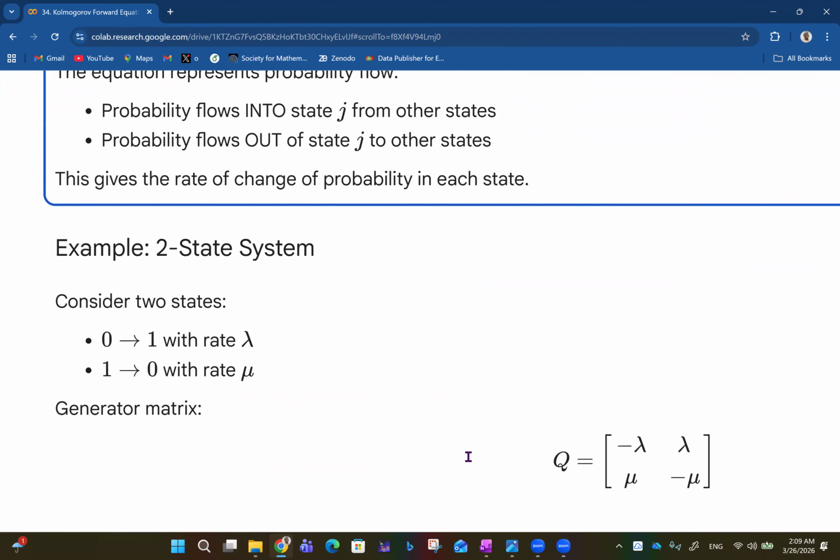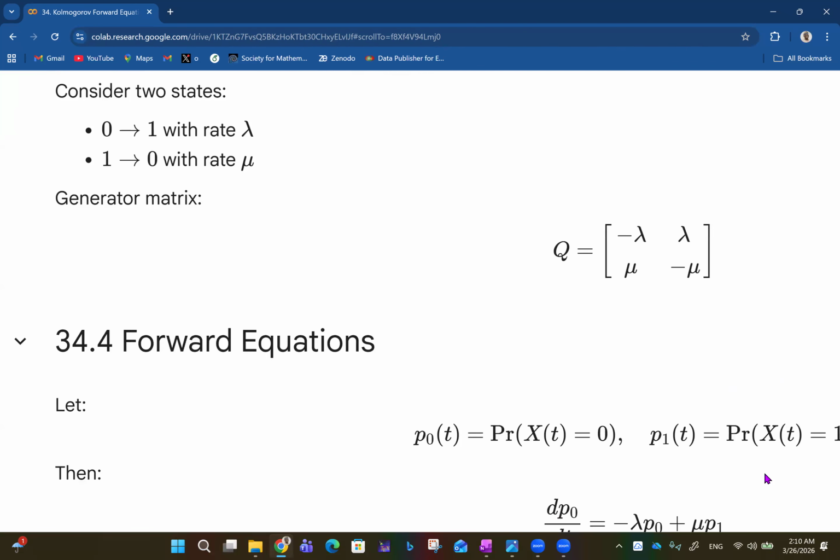So if you have an example like this, for a two-state system, if you consider two states, 0 and 1, this is state 0, this is state 1. You could as well say state 1, state 2, however you want it. Moving from state 0 to 1 will require rate lambda, and moving from state 1 to 0 will require rate mu. That's what this means for the generator matrix. And each row sums to 0: minus lambda plus lambda is 0, mu minus mu is 0.